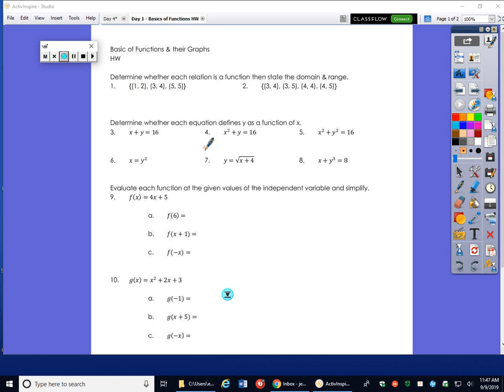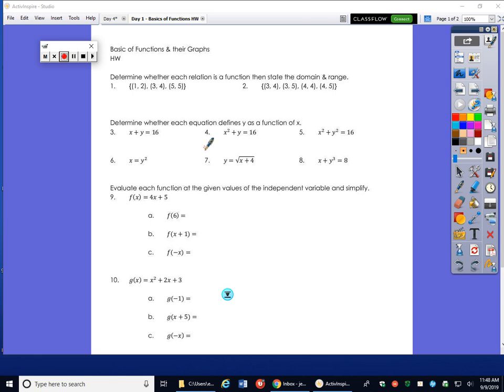Okay, so today we learned about how to determine if something is a function and a little bit about function notation and being able to figure out f of x on a particular function. So let's take a look at number one. Number one says determine whether each relation is a function and then state the domain and range.